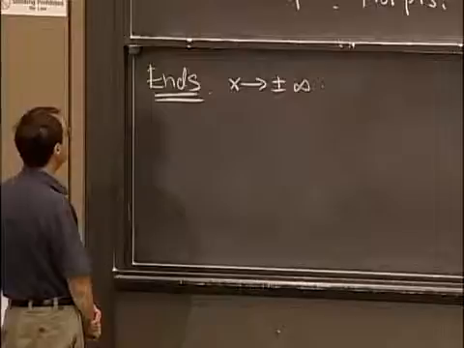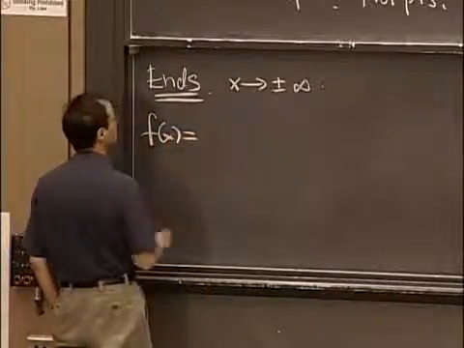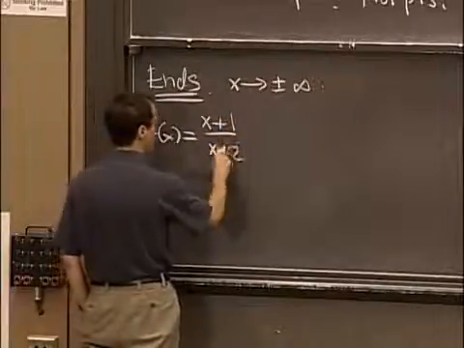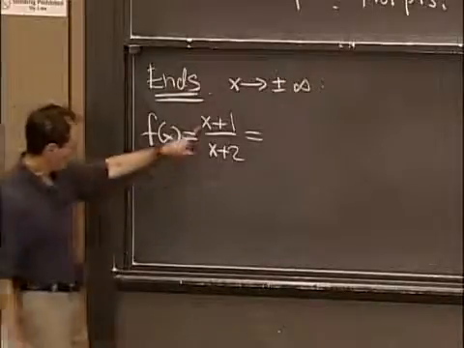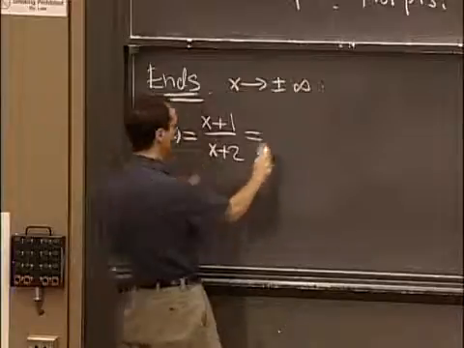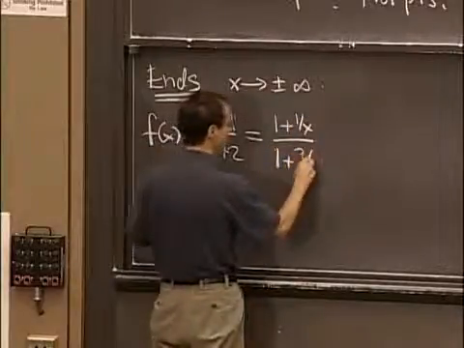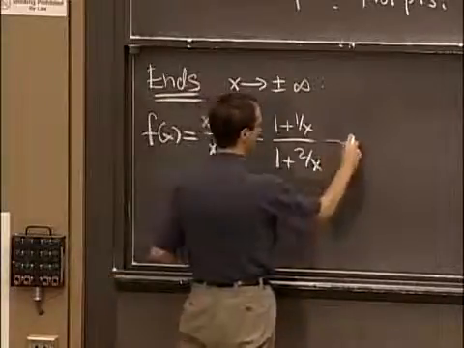So on these ends, I need to do some more analysis, which is related to a pre-calculus skill, which is evaluating limits. And here, the way to do it is to divide by x in numerator and denominator, as 1 plus 1 over x, 1 plus 2 over x. And then you can see what happens as x goes to plus or minus infinity. It just goes to 1.